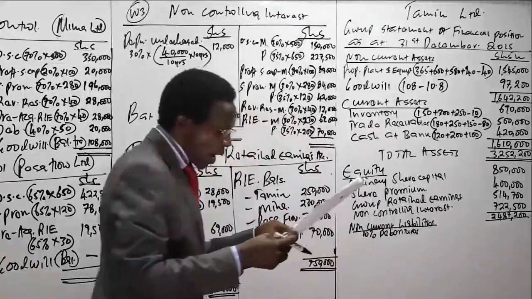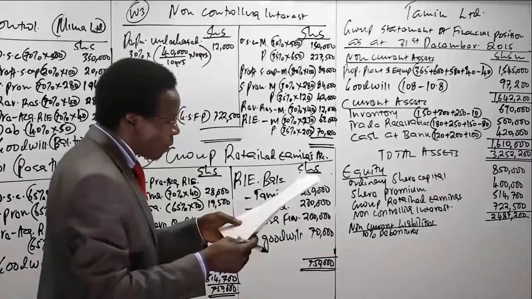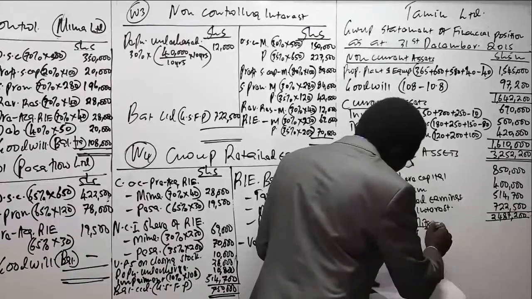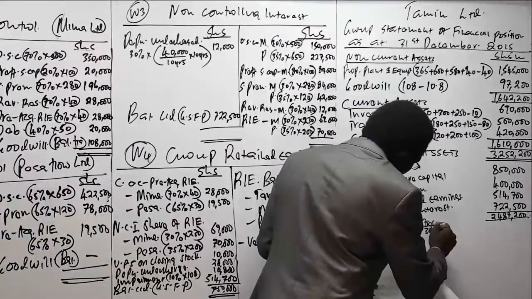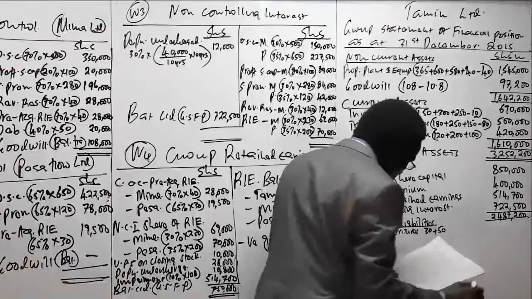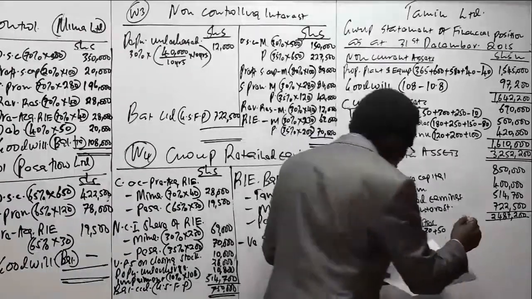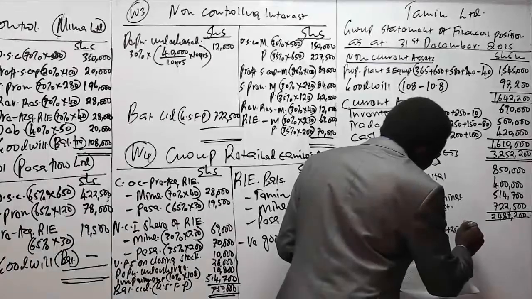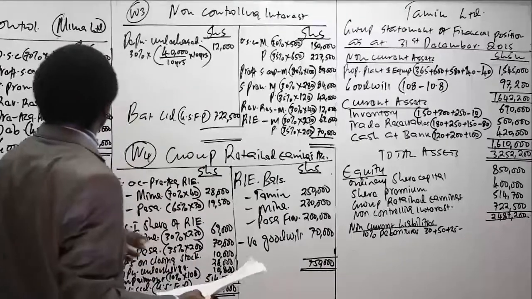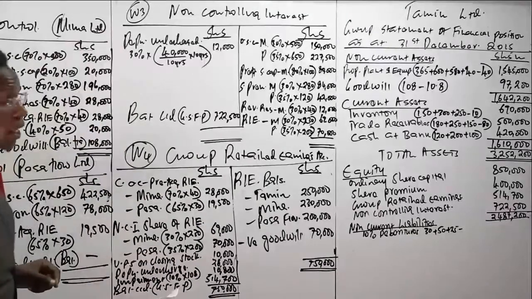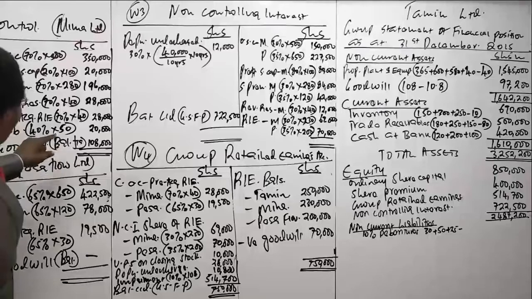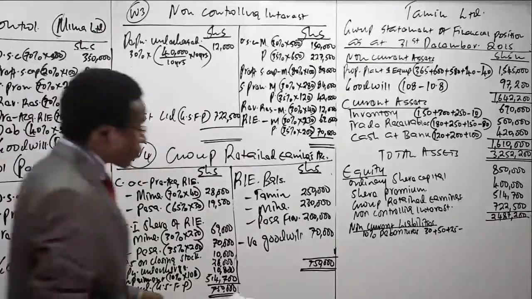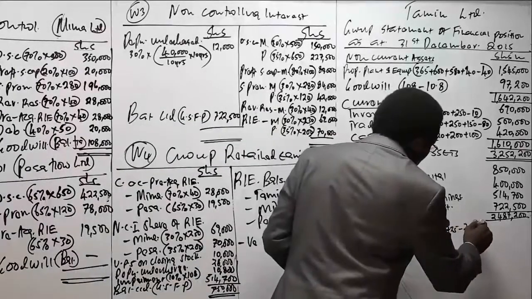Remember, the one for Mima had been acquired. So we take the one for Tamim, that is 30,000, plus the one for Mima, 50,000, plus the one for PesaFlow. The one for PesaFlow is 25. I'll subtract what had been the group share, which had been reported in the cost of control. The group share reported in the cost of control is the 20. So that was 40% of 50. So I subtract the 20 as an intercompany.